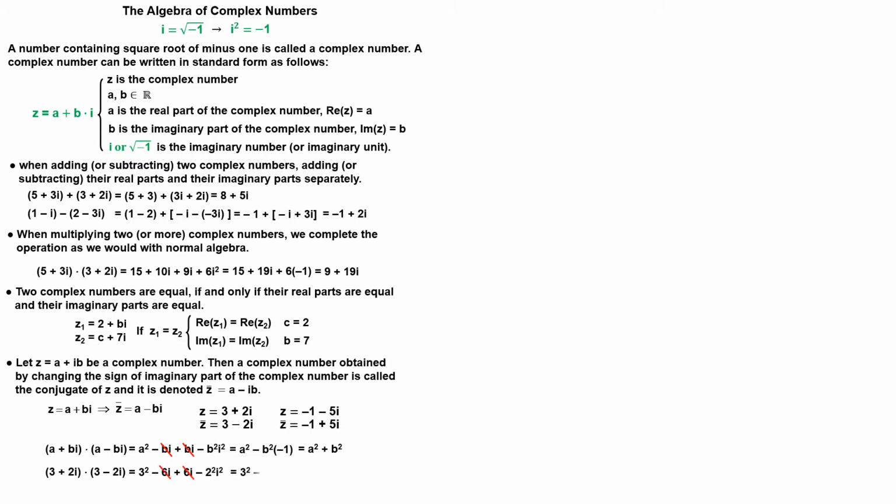The i's disappeared as well. The product of complex conjugates is always a real number. This is what the conjugate is for, and we will use this property to do the division of complex numbers.